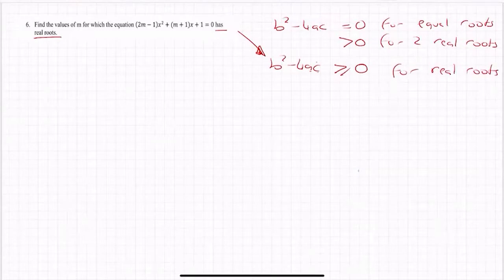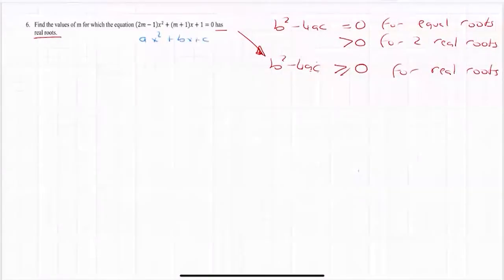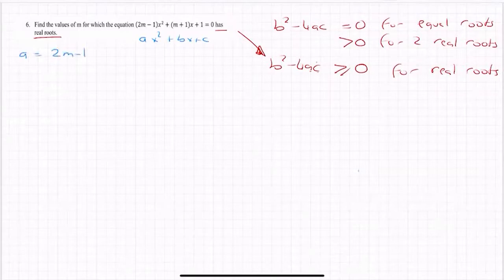Right, so to do that, we have to find b squared minus 4ac. Any quadratic is ax squared plus bx plus c. So in this one, a is equal to 2m minus 1. This is why they tend to write it in a bracket before the x squared, because they're telling you all of that is a. In the same way, b is equal to m plus 1 and c is equal to 1.